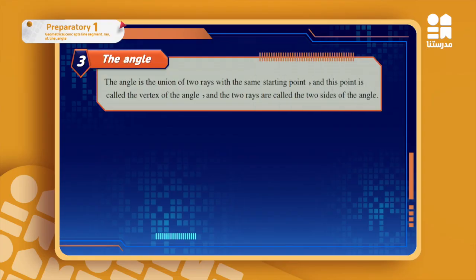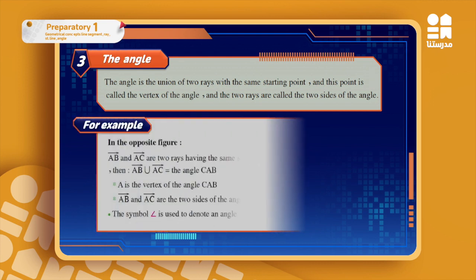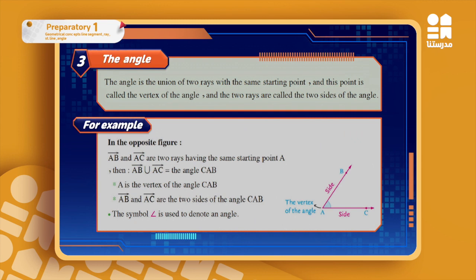Here we have the angle. What is the meaning of angle? The angle is the union of two rays with the same starting point, and this point is called the vertex of the angle, and the two rays are called the two sides of the angle. As you can see, here we have angle CAB or BAC. We can read it in any order, but we have to put the vertex in the middle.